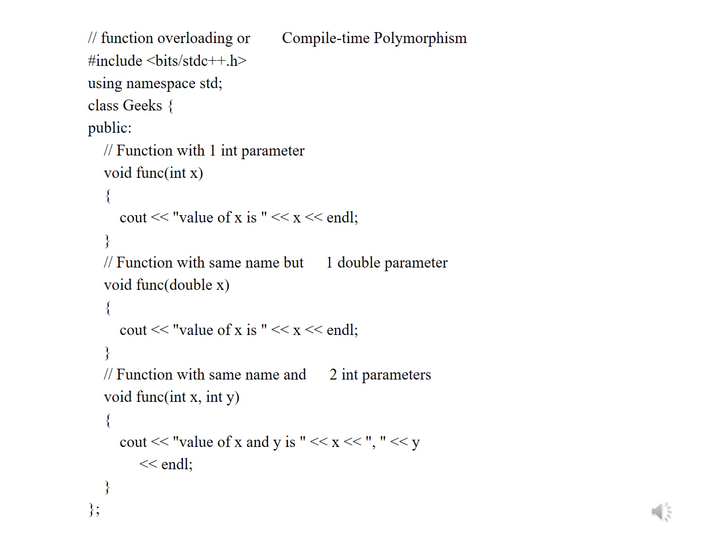In this class, there is a func function written in three different ways. The first one is accepting only one value x as an input. In the second one, the parameter data type is changed to double. In the third one, the data type is integer, but it is accepting two parameters, x and y. The value of x will be changing in each and every function in this class.